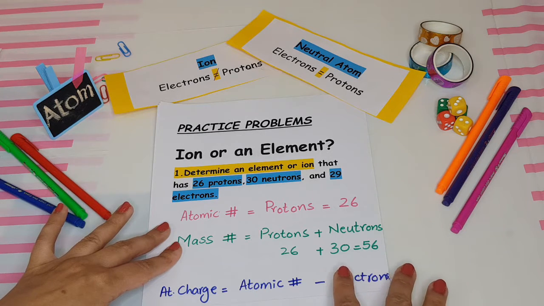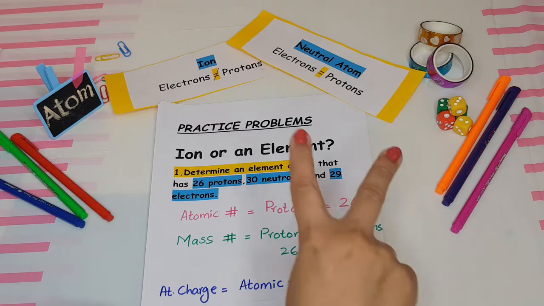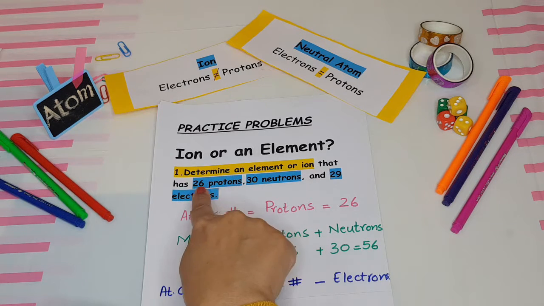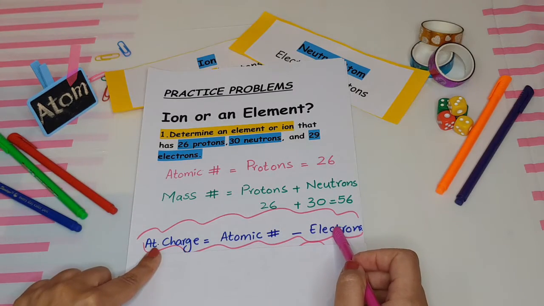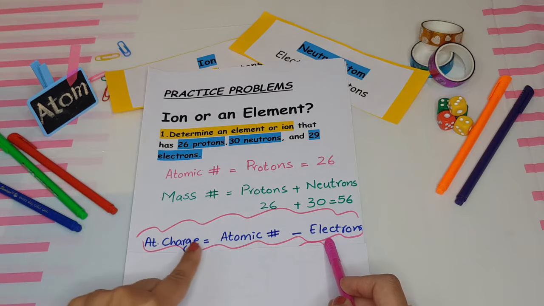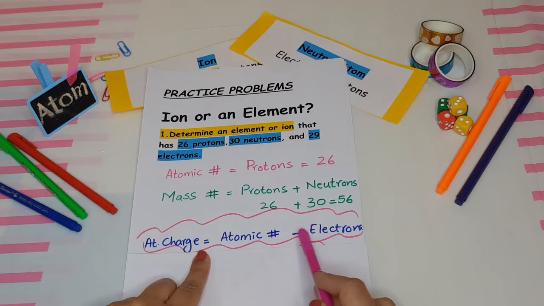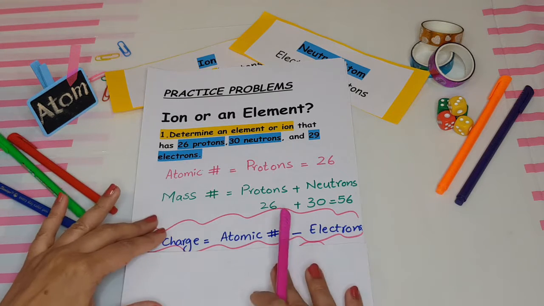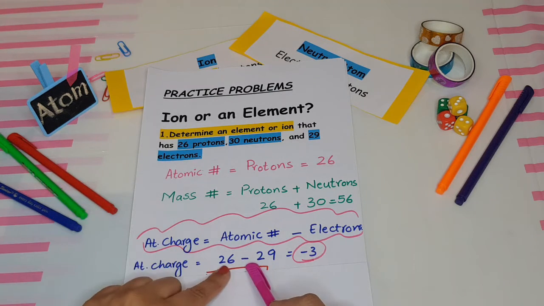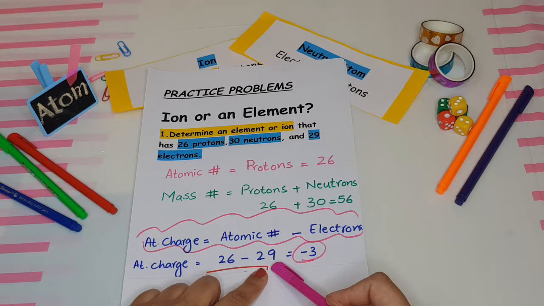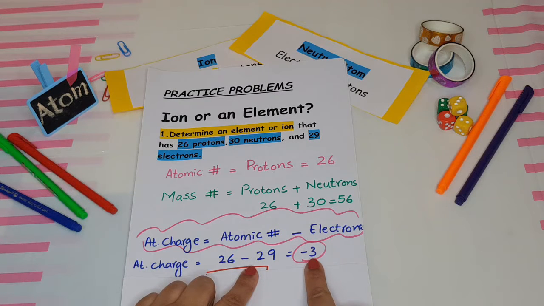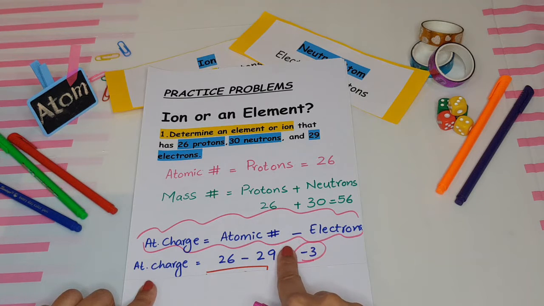How can we figure out the atomic charge on it? Since we know that the numbers of protons and electrons are different, it's an ion, not a neutral atom. To figure out the atomic charge, we have an equation: atomic charge equals atomic number minus the number of electrons. In our case, the atomic number is 26, while the number of electrons is 29. Subtracting, we get -3. It means our element has a -3 charge.